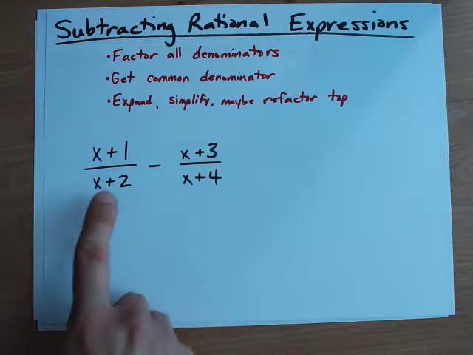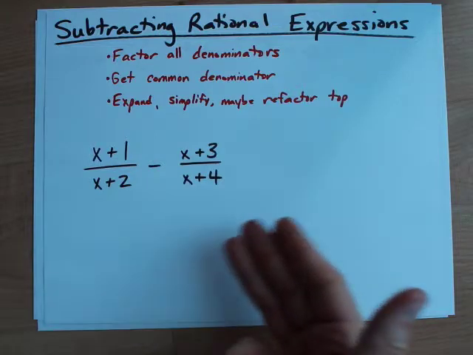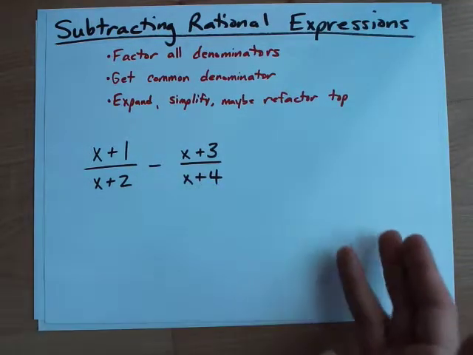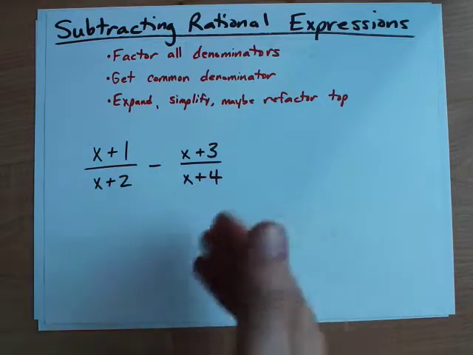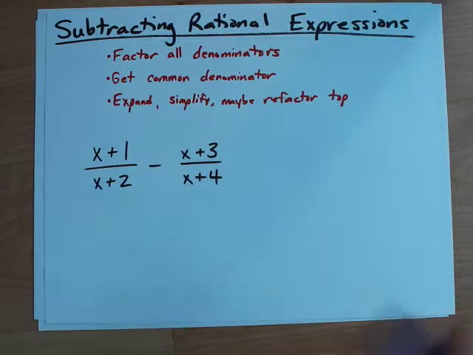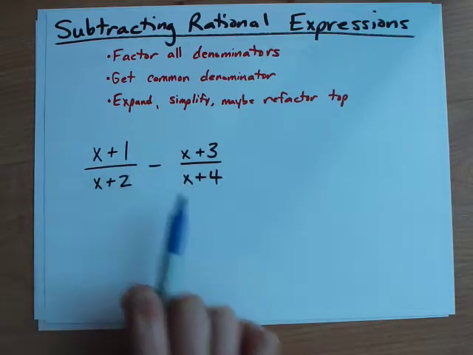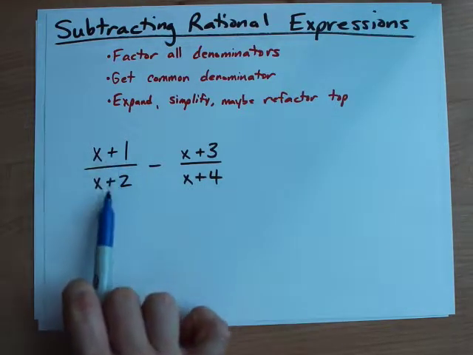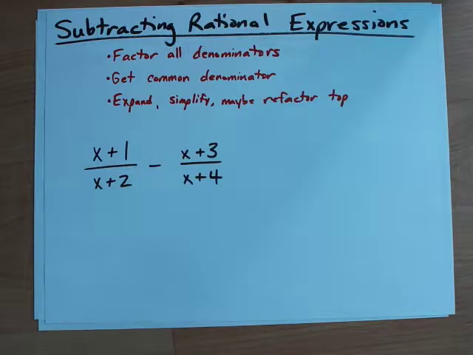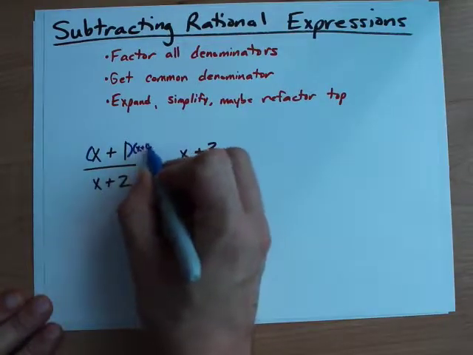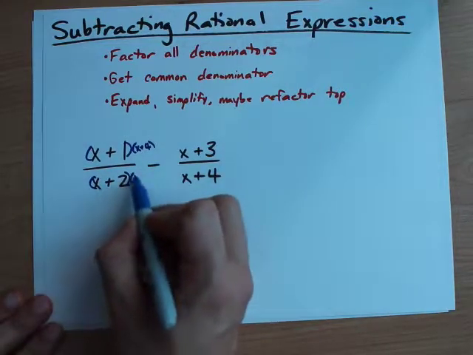But first, let's take a look at the denominators. X plus 2 can't be further factored, and x plus 4 has nothing that goes into both of those numbers, so it can't be further factored either. So we need to get a common denominator. That's noting that there's no x plus 4 in the denominator of this fraction, so we need to multiply the top and bottom of this fraction by that extra x plus 4.